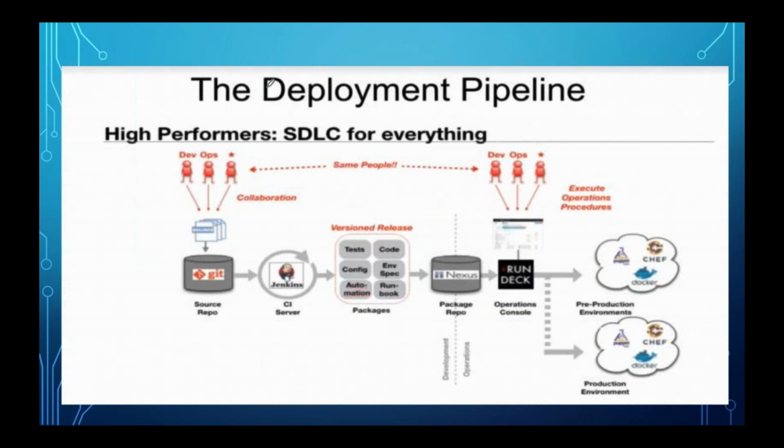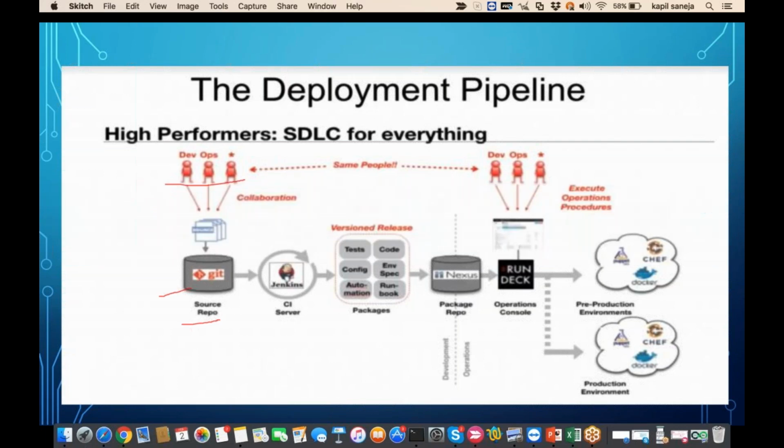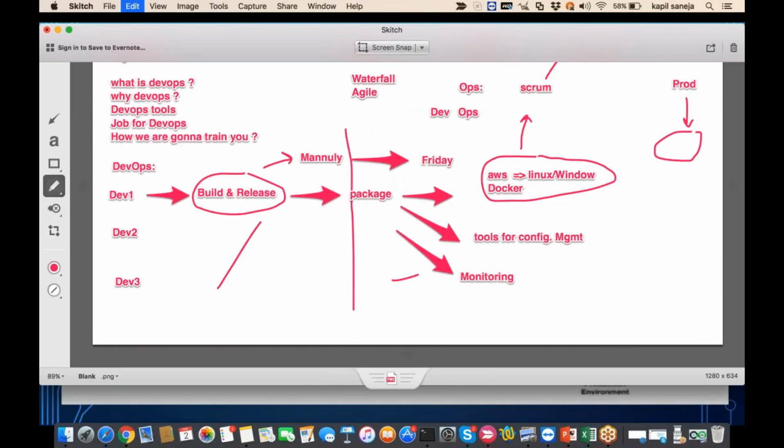In this development pipeline, we have developers over here. For collaboration they have a tool, a source code repository. The name of the source code repository is Git. Git is one of the DevOps tools. Okay, so now I'll write it down in parallel over here also, so it will be easier for you to understand.